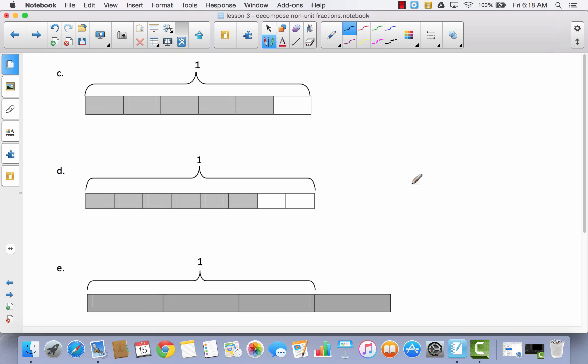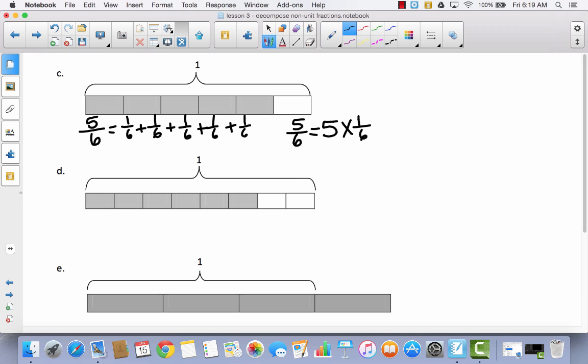All right, let's try again. If you feel like you can do this one all by yourself, go for it and then come back and see if you did it correctly. All right, so hopefully you took the time to at least try to do this. So I see 1, 2, 3, 4, 5, 6, 5 out of 6, and that's going to equal 1/6 plus 1/6 plus 1/6 plus 1/6 plus 1/6. So you should have written that 5 times. As a multiplication sentence, that is 5/6 is equal to 5 times 1/6.